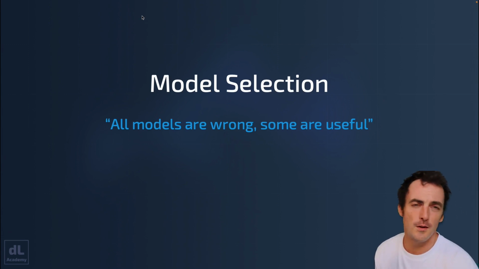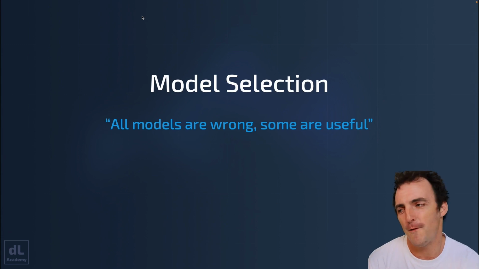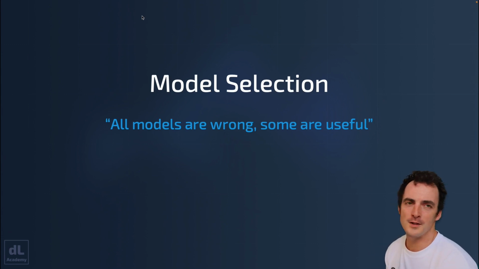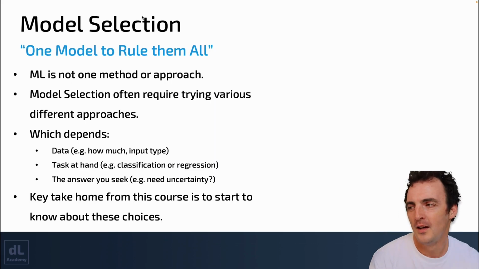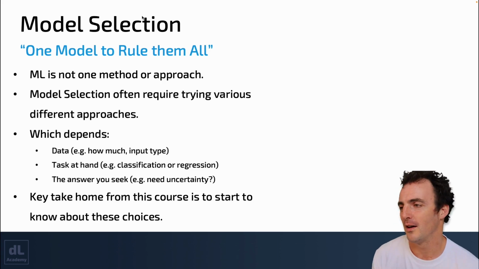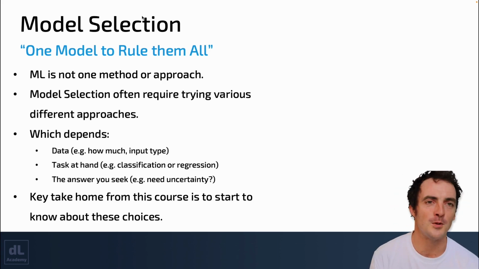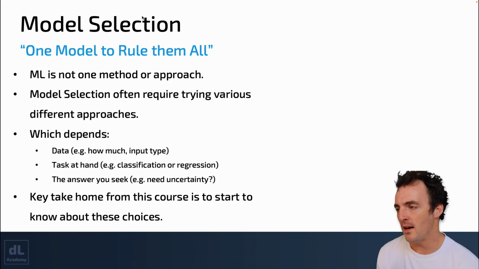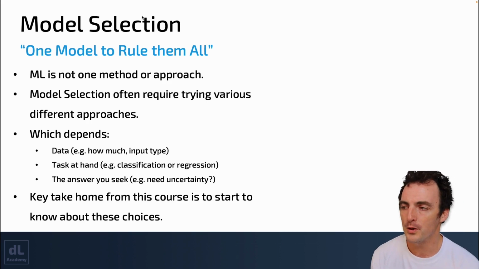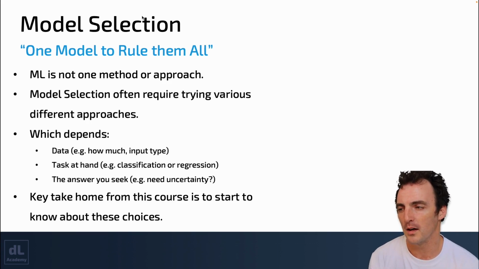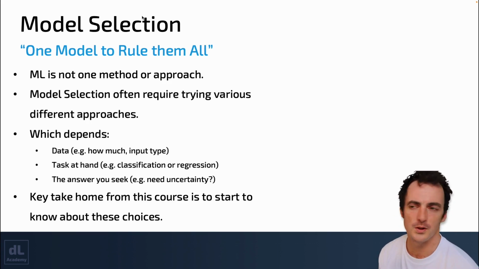So the final bit of this explainer is around model selection. There's a favourite saying that all models are wrong, some are useful. So there's no such thing as the perfect model. So I hear one model to rule them all. I could have probably a meme of Sean Bean, I'm sure, but I didn't go for that here. I would just highlight, again, machine learning is not one method or approach, and often model selection is required. You need to try different types of approaches on your data.